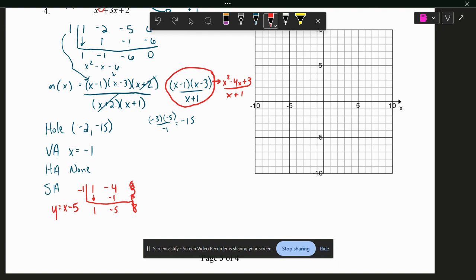So I'm going to go ahead and graph all those asymptotes. I'm going to put them in red. I should have one of them at negative 1. And then I have a slant asymptote, negative 5, going up 1, down 1.